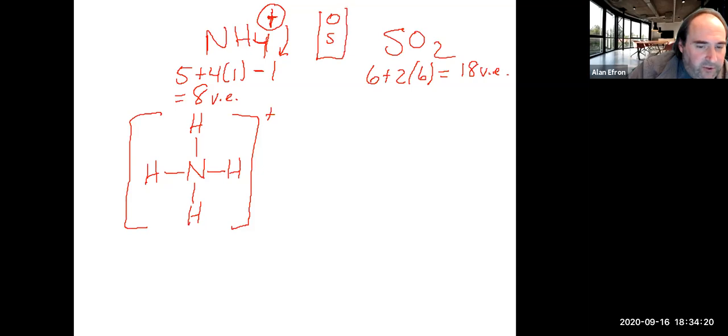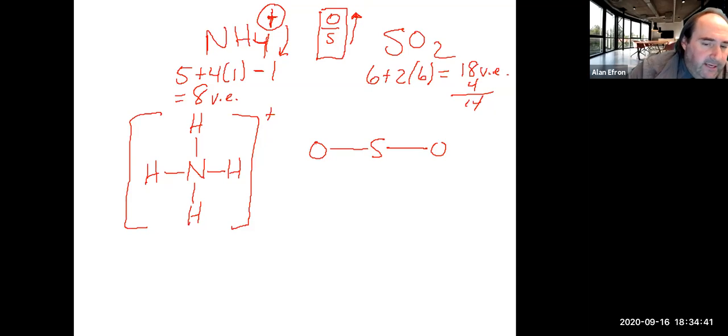Even if you weren't sure in terms of electronegativity, oxygen is further up, which means it should be more electronegative. That means sulfur should be in the middle and oxygen should be on the outsides. Going to follow the same approach: one single bond to everybody. That is 4 electrons used. That's 14 more to go.